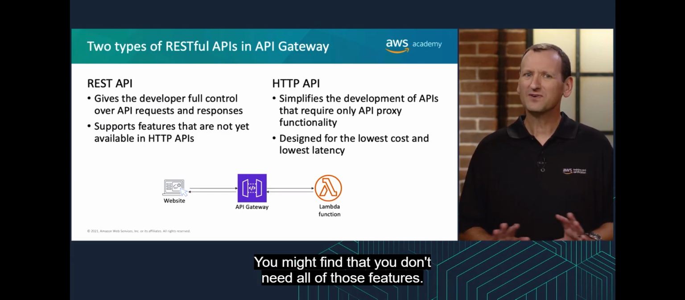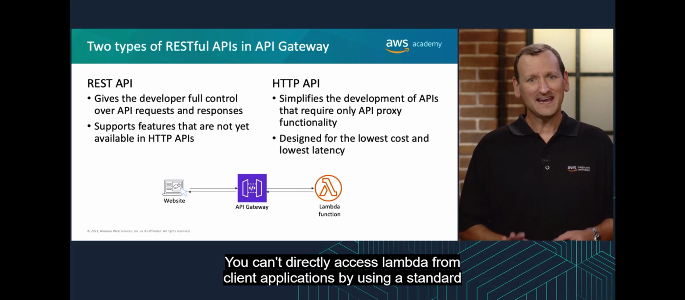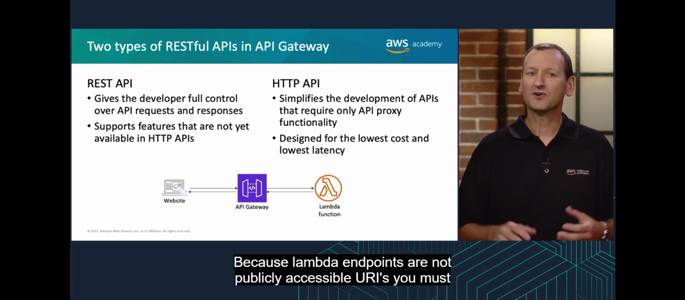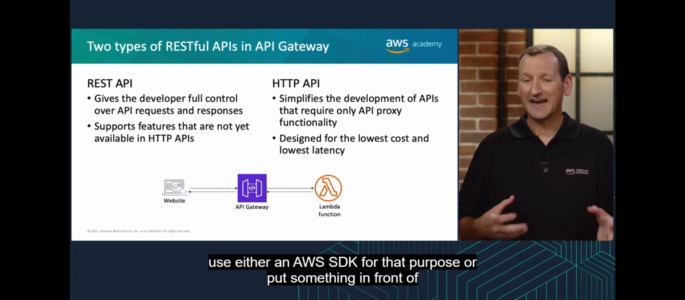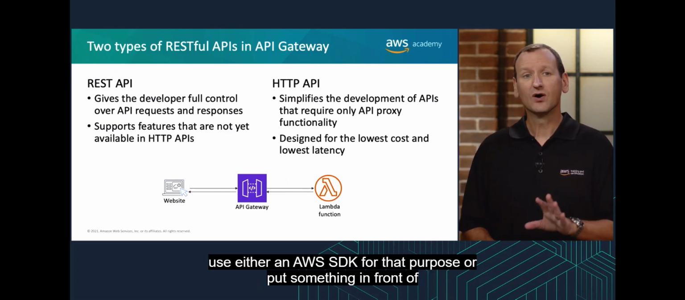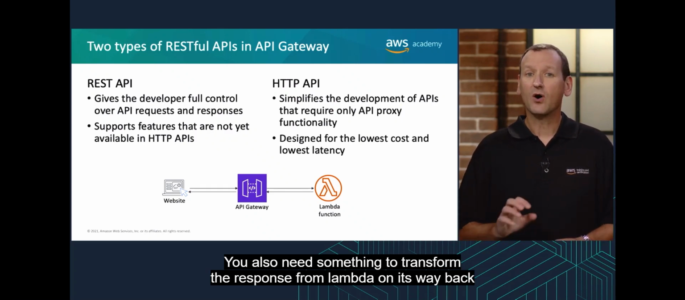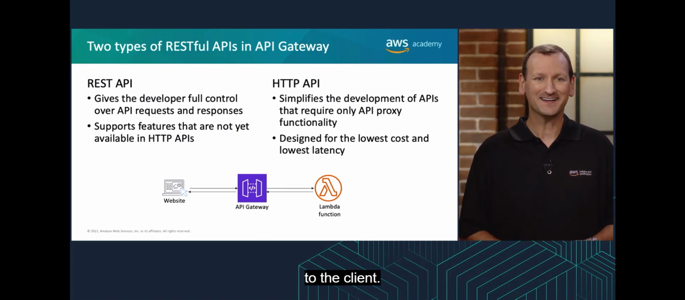You might find that you don't need all of those features. For example, you might only need a proxy in front of a Lambda function. You can't directly access Lambda from client applications by using a standard HTTP request because Lambda endpoints are not publicly accessible URIs. You must use either an AWS SDK for that purpose or put something in front of the function to take the request and transform it into a Lambda payload. You also need something to transform the response from Lambda on its way back to the client.